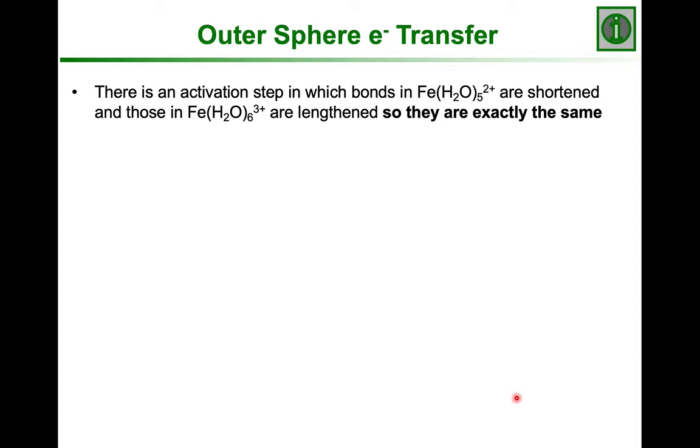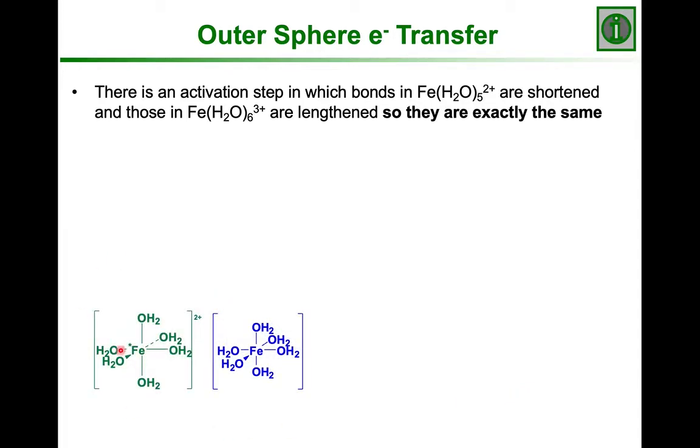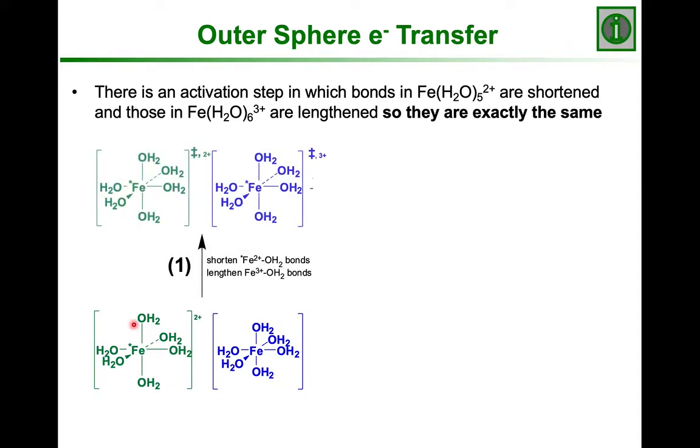Okay, so what does happen then? There must be an activation step which precedes the electron transfer. And so we've got these two complexes just hanging out in the solution. The iron 2 with the longer bonds, the iron 3 complex with the shorter bonds. And what's happening is just from the thermal energy in the room, the bonds are vibrating. So these bonds are becoming shorter and longer constantly, shorter and longer constantly.